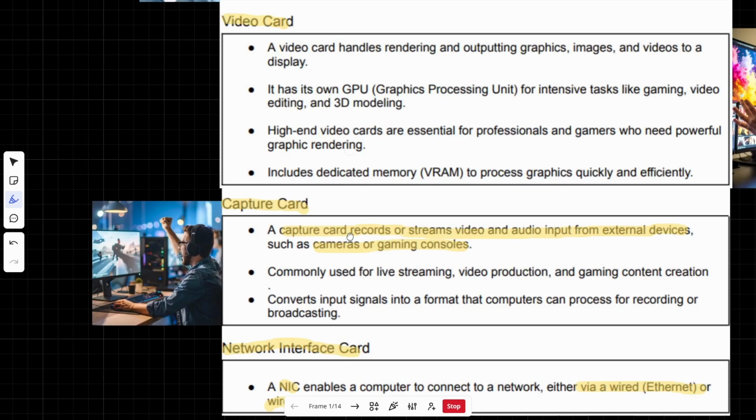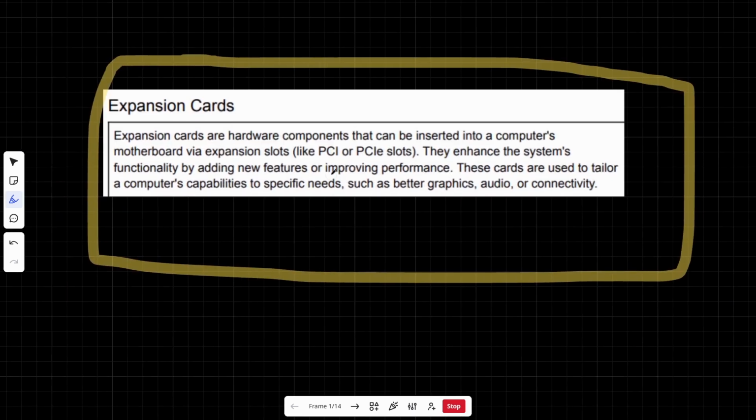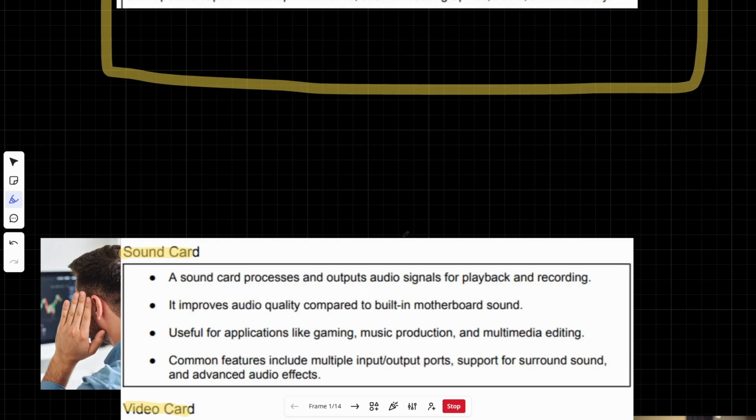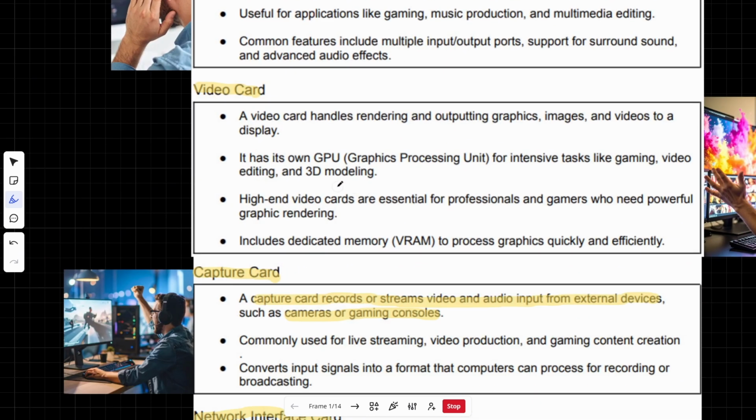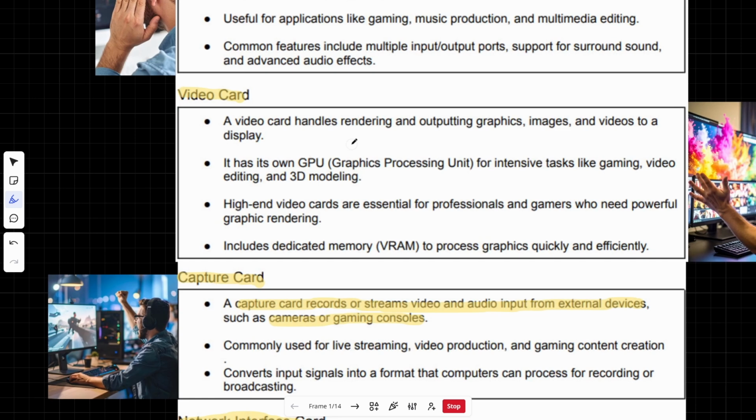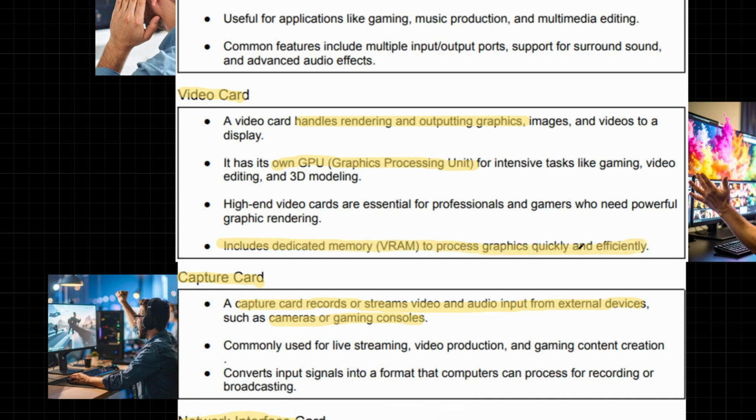So you install all of those on a PCIe or PCI slot. But if it's a modern one, it's going to be a PCIe slot, right? And I guess the main thing is that a video card is generally going to be a card that's handling the rendering and outputting of graphics. It's going to have its own GPU or graphics processing unit, and generally it would also come with its own VRAM, which is memory dedicated to the processing of graphics and visuals. All right, just know that about a video card.